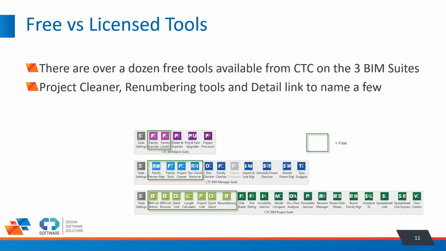Now, note that on each of the ribbons for the CTC tools, you'll see that there are light colored items and darker colored items. So on the blue one in the middle there, which is the CTC BIM Manager Suite, the light blue tools are the free ones. So if you download and install the CTC BIM Manager Suite, for 14 days you get everything on there. After 14 days, you'll continue to have access to the light blue tools, while the darker blue tools there are the ones you pay for. A similar thing applies to the Batch Suite in purple and the Project Suite in green.